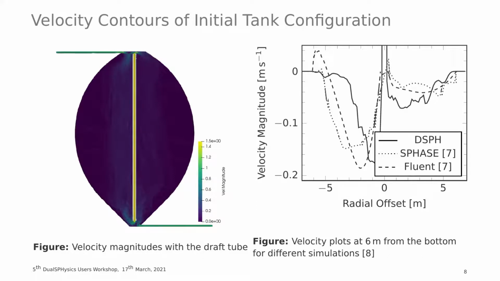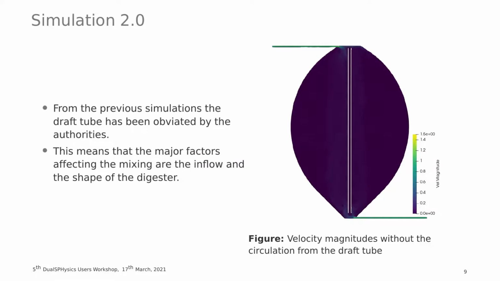In the next simulation, which is without the draft tube, because what the authorities did was they had two tanks, as we saw, and in both of the tanks the draft tube doesn't work. In one of the tanks they actually completely removed it, and in the other the draft tube still remains but it's not working anymore.